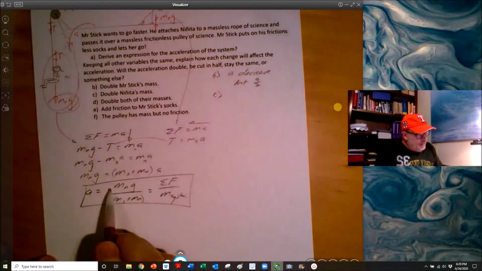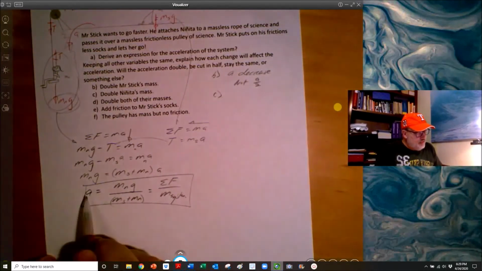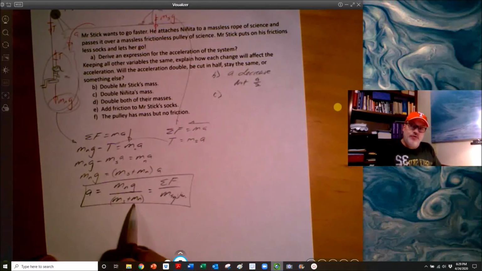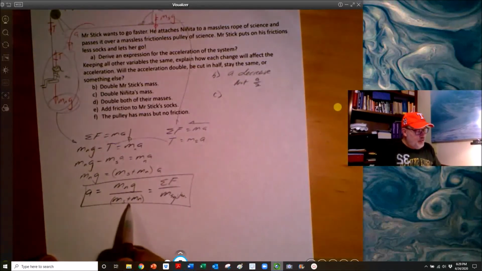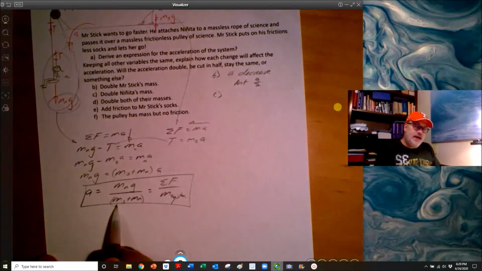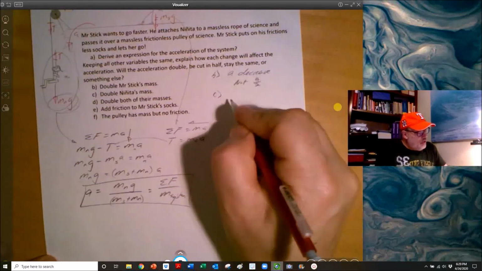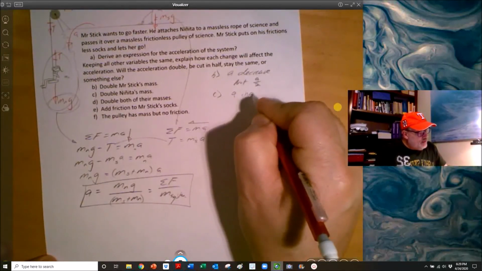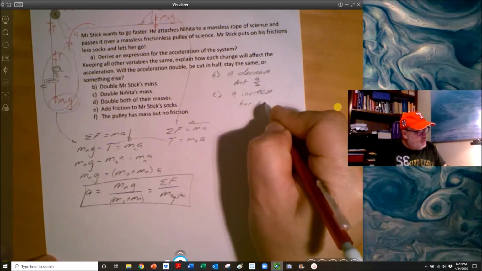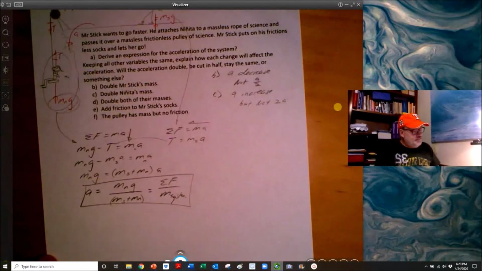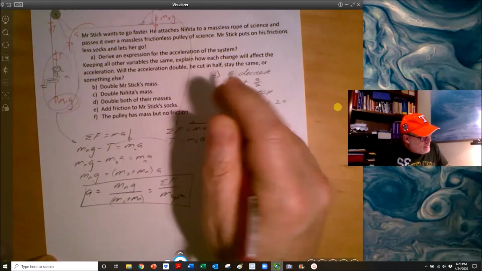All right, part C, what if we double her mass? So her mass, double it. Well, that should double this, right? But she also shows up as part of the inertia. So we have a 2 in the numerator and a 2 in the denominator. The 2 in the numerator will totally double the numerator. The 2 in the denominator has something else added to it, so it won't completely double. So the acceleration will increase, but not double.